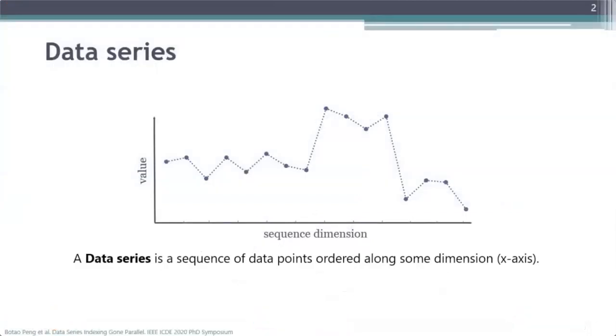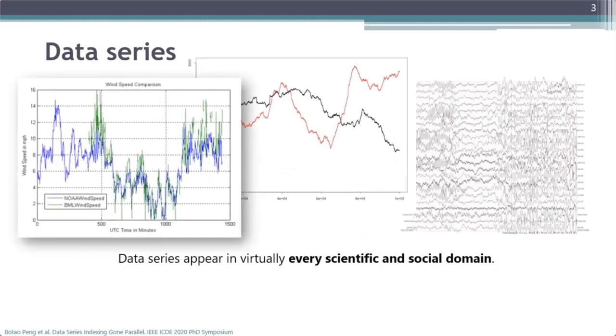A data series is a sequence of data points ordered along some dimension, that is, the x-axis. If this dimension is time, we talk about time series, but in general it can also be position, as is the case of genome sequences, or angle for radial profiles of stars, or mass for mass spectroscopy, etc. Data series exist in virtually every scientific and social domain, for example, in earthquake measurements in seismology, stock quotes in finance, and electroencephalograms in medicine.